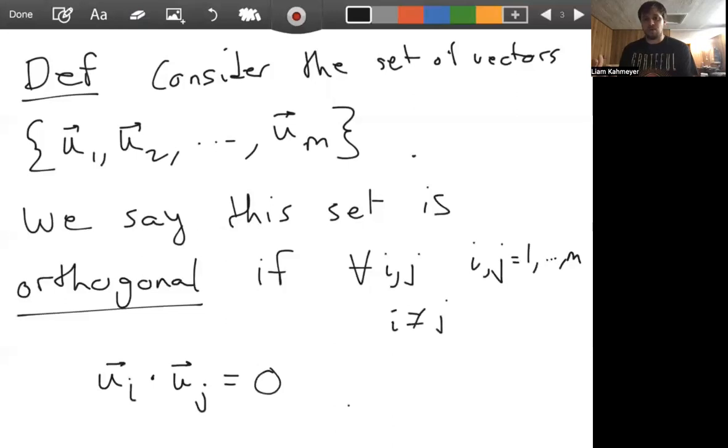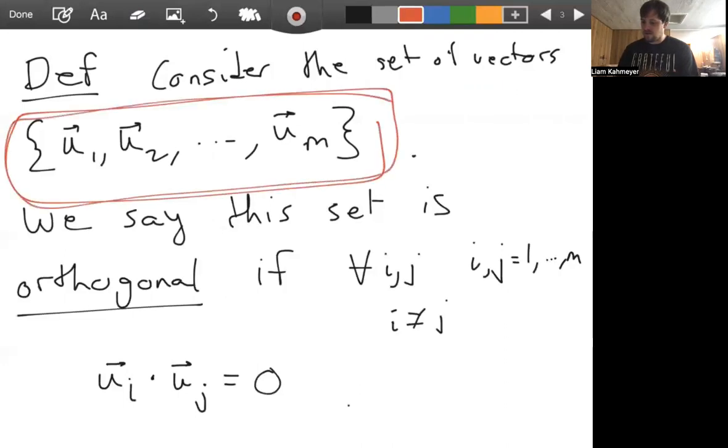And this is what we're going to be interested in, because we're interested in looking at a collection of vectors that will describe the span of a subspace, or a basis, or whether they're linearly independent or not. We care about this context right now, these collections of vectors. Okay.